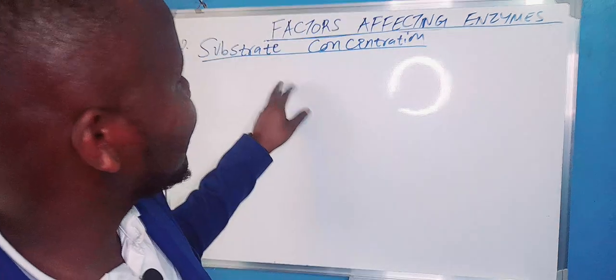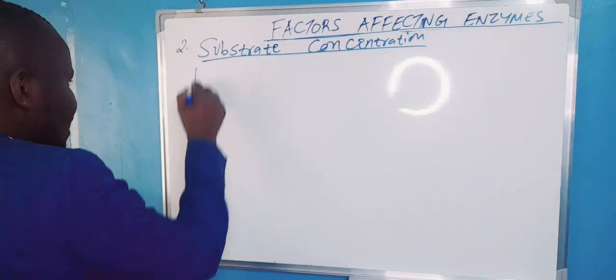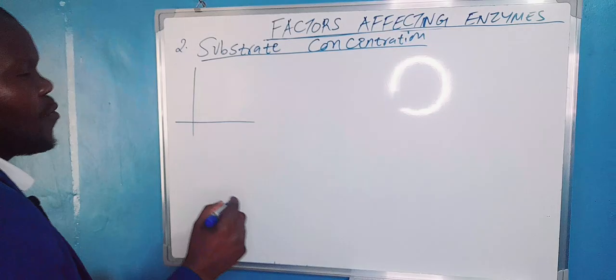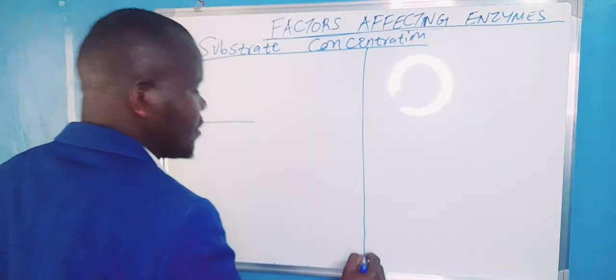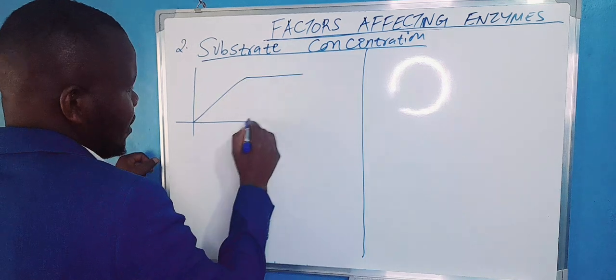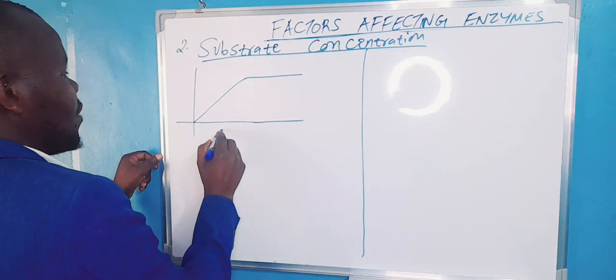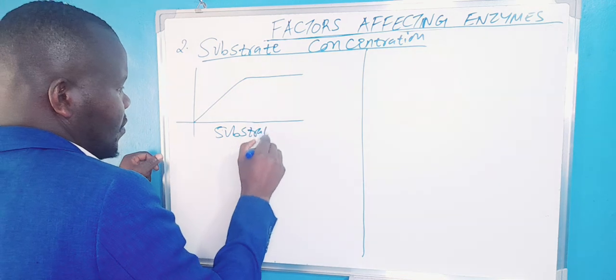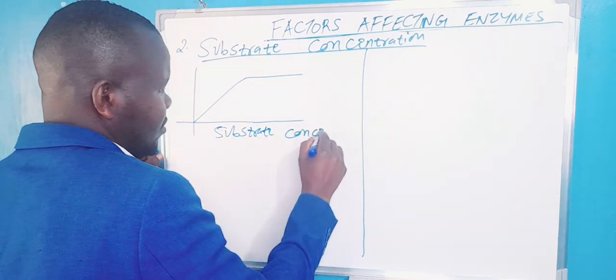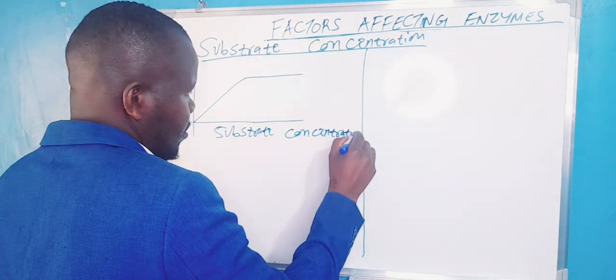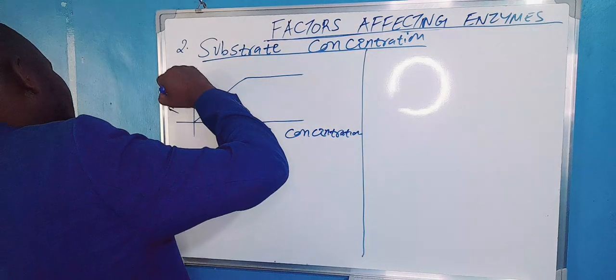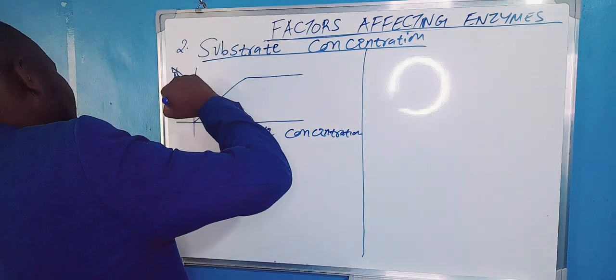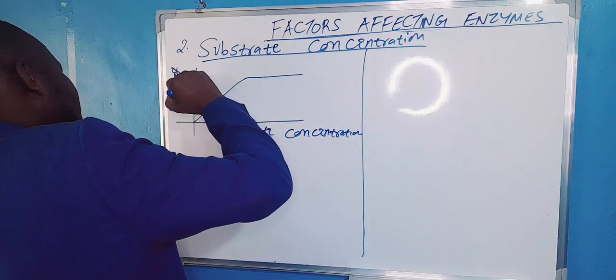So we are dealing with the substrate concentration, and the curve will just be similar to that of the enzyme concentration. It will rise, then it becomes constant. So here we have substrate concentration, and here the rate of reaction.